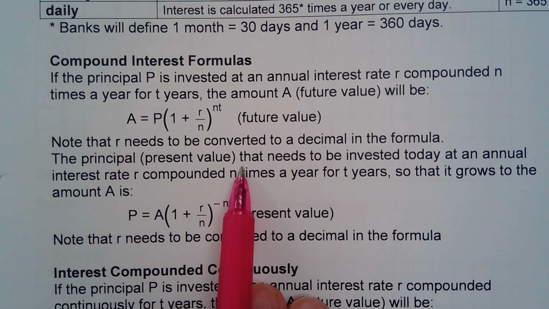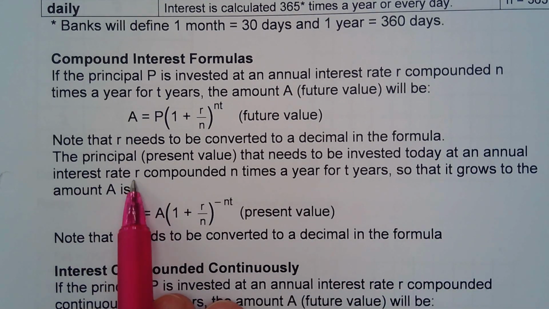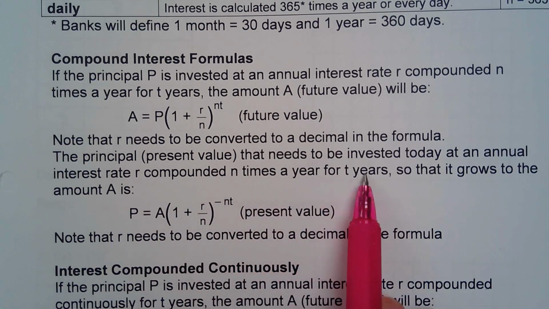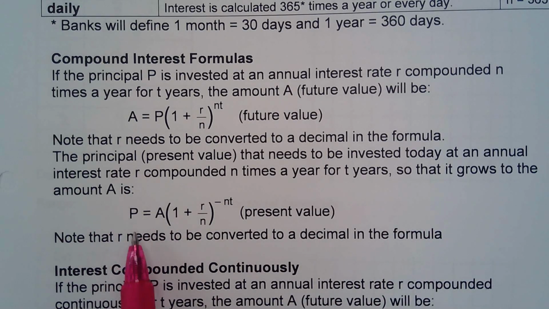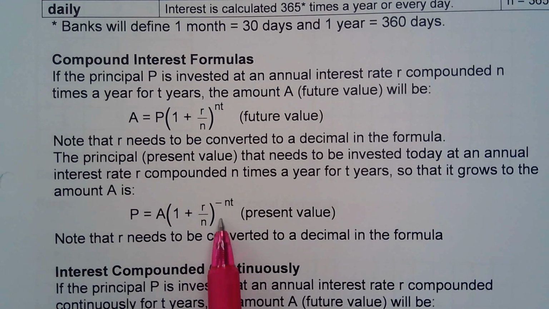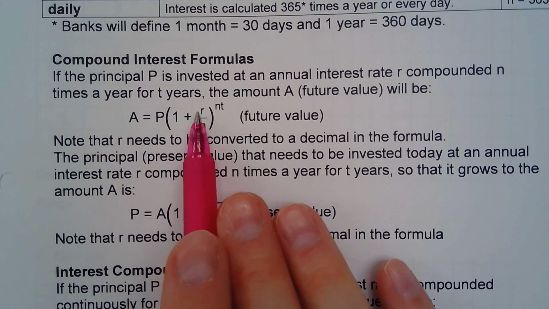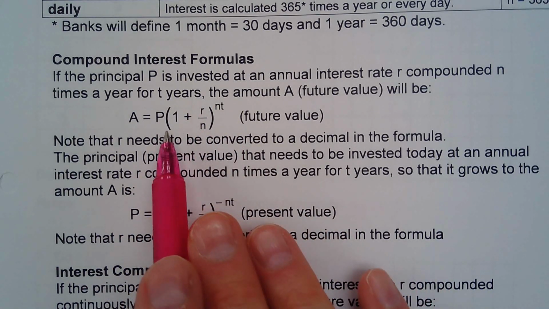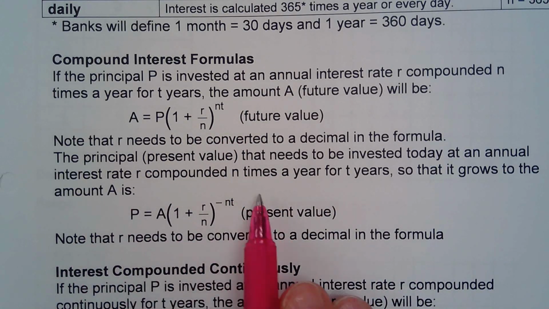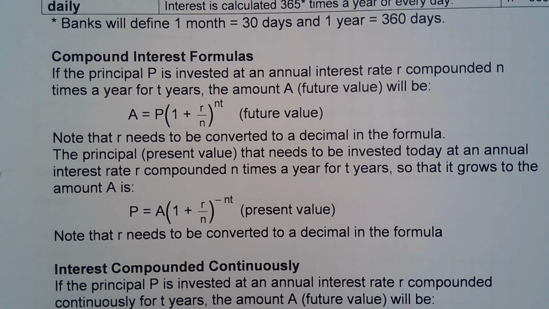The principal, present value, that needs to be invested at an annual growth rate, interest rate R, compounded n times a year for t years, so it grows to the amount A, is P equals A times 1 plus R over n raised to negative nt. It's basically the same formula. What you do is you divide both sides by this. With that denominator, we bring it up into the numerator. Again, R has to be converted to a decimal in the formula.